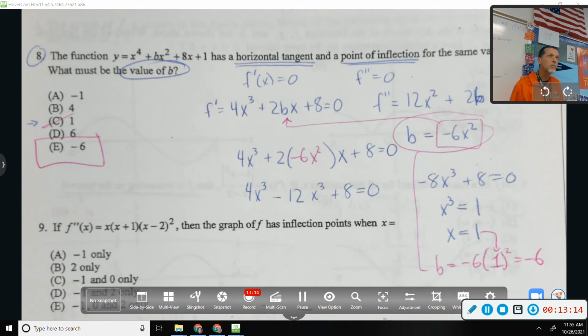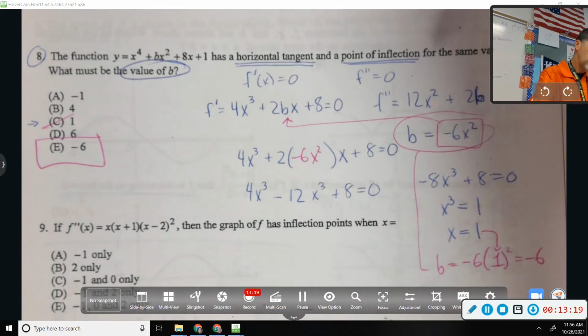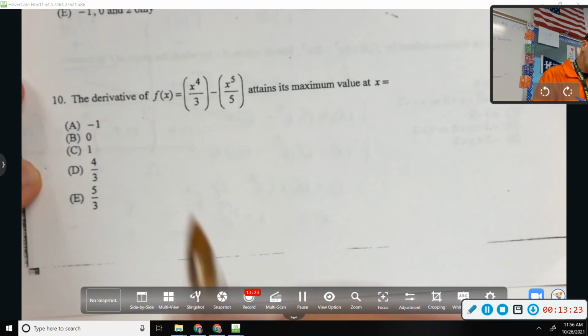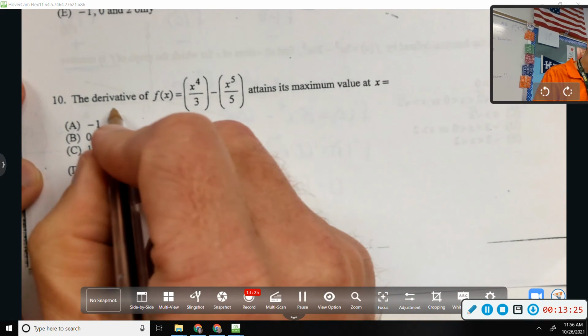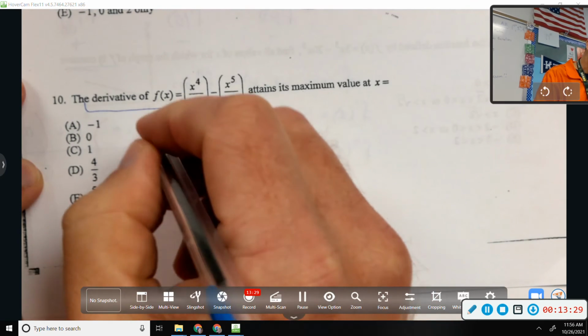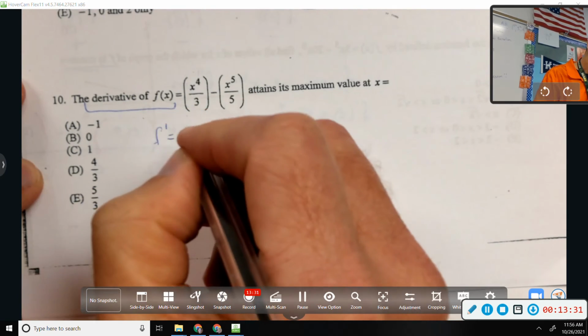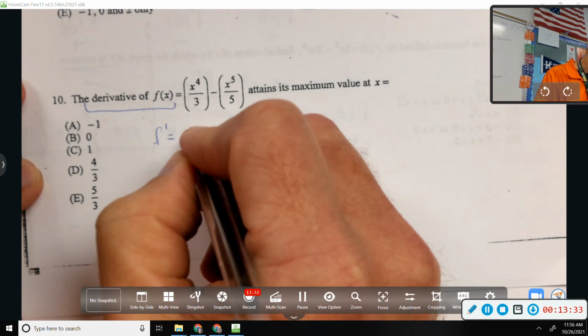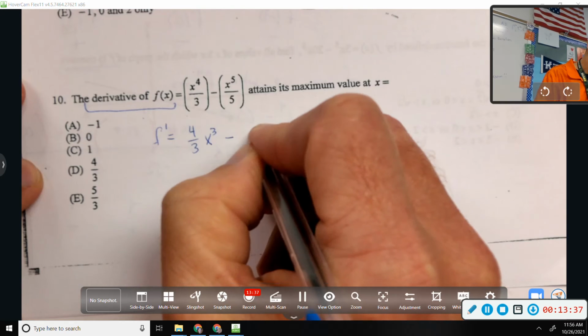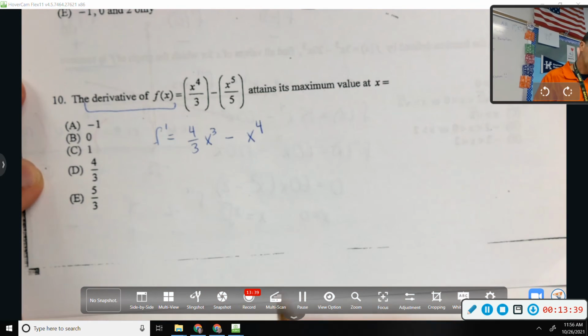Time for one more, probably? Number 10. The derivative of f attains its maximum value. So that would be 4/3 x cubed minus x to the fourth.